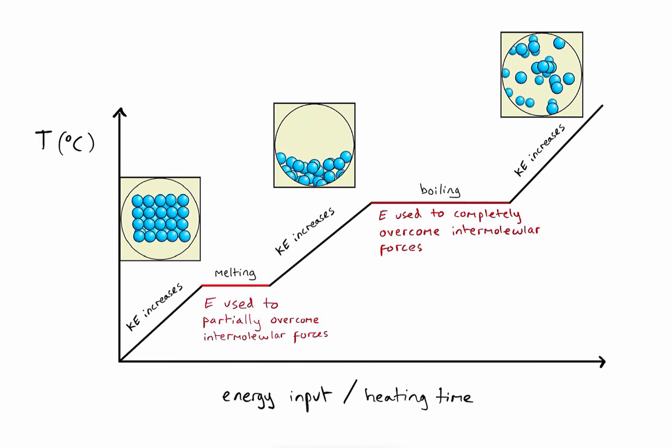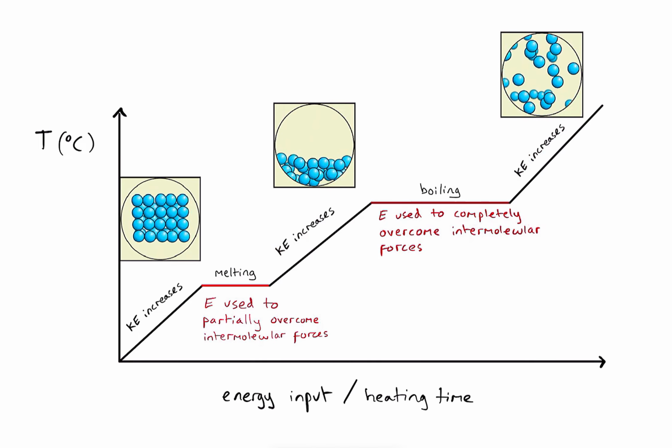And that's pretty much it. We need to know the flat bits of the curve are where energy is being used to partially overcome and then fully overcome intermolecular forces. And the steep parts of the curve are simply showing that the kinetic energy of my particles, or water molecules in this case, must be increasing.